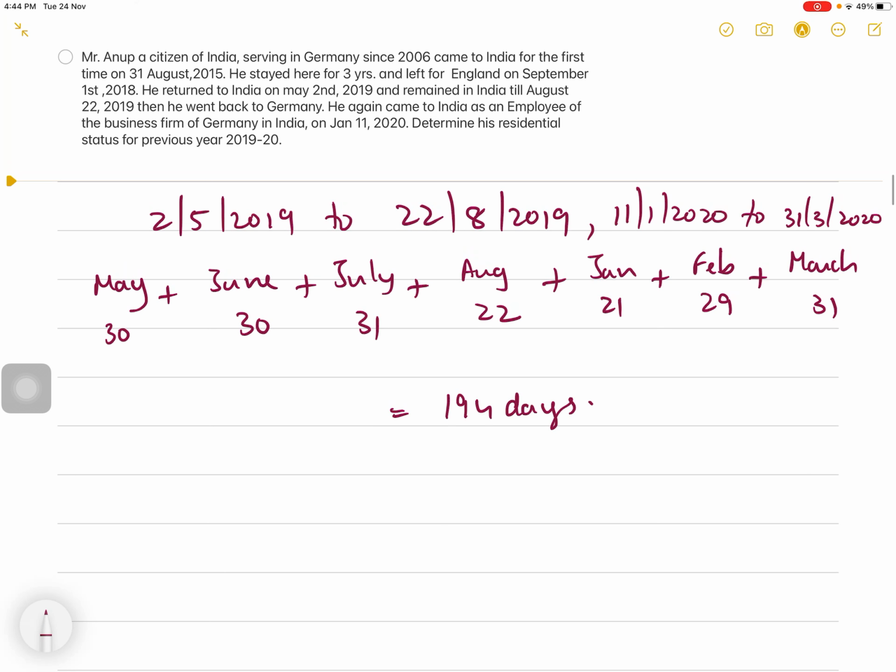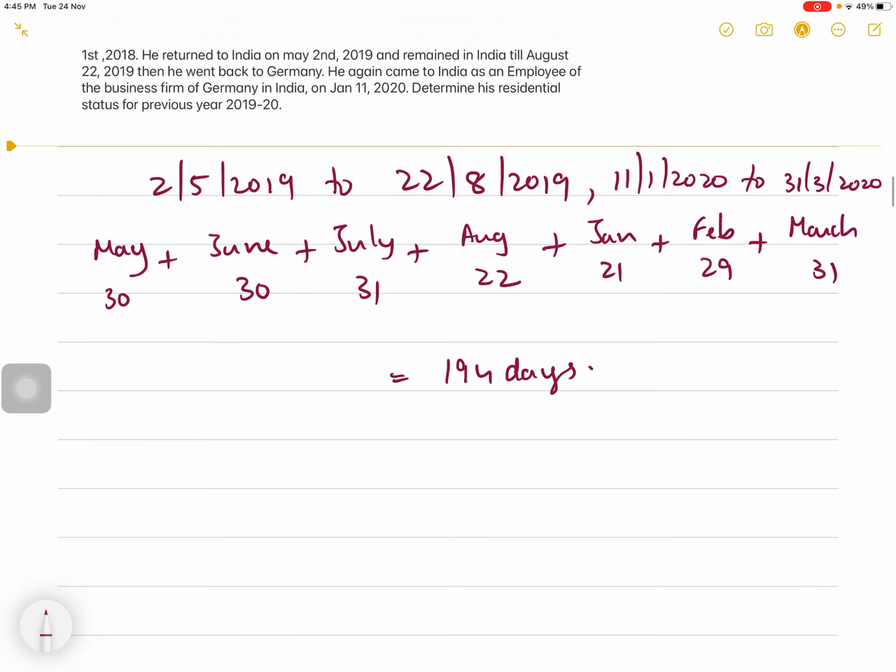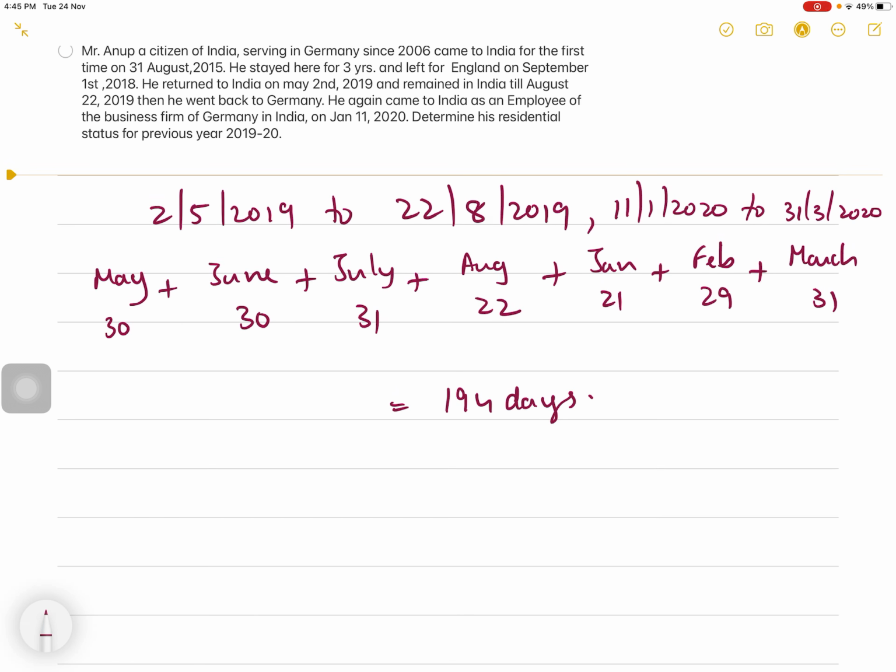Okay. Now let us calculate whether he is ordinary resident or not an ordinary resident. So now we know he is resident, so let's see his preceding 10 years and preceding 7 years. Mr. Anup, a citizen of India serving in Germany since 2006, came to India for the first time on 31st August 2015. So from previous year 2015-16 he was there in India. Before that he was not there in India.